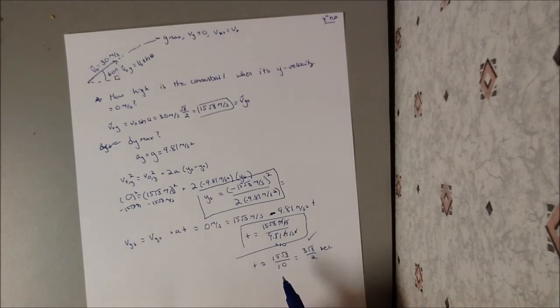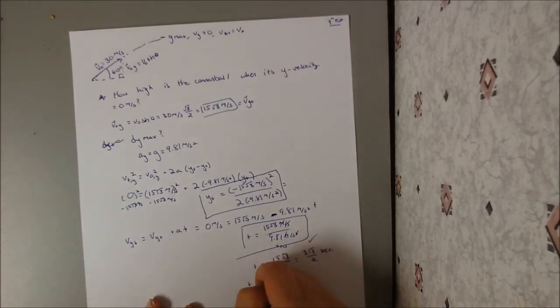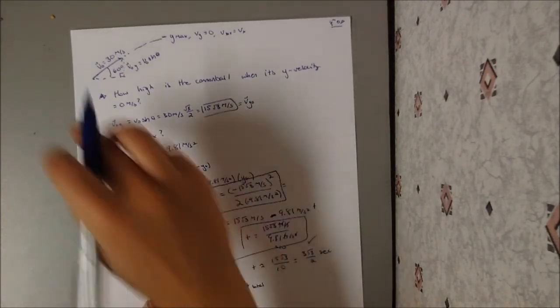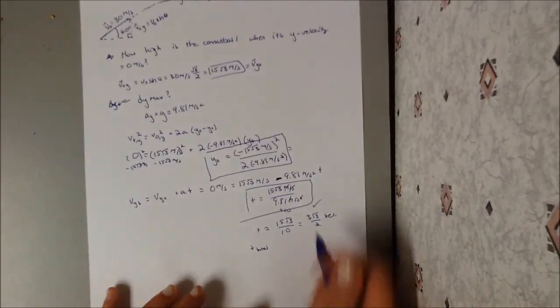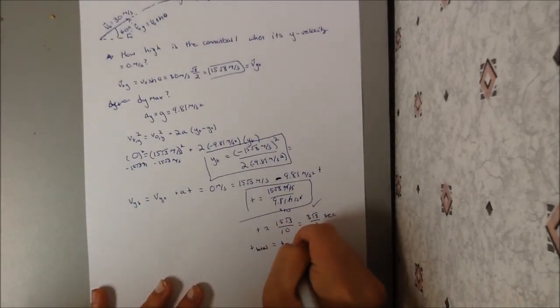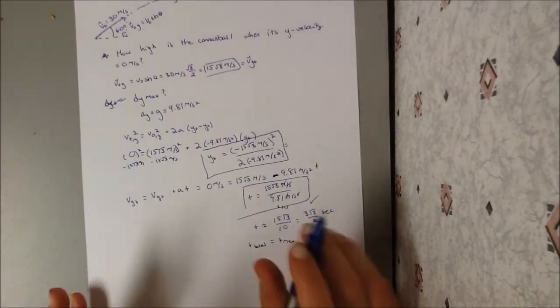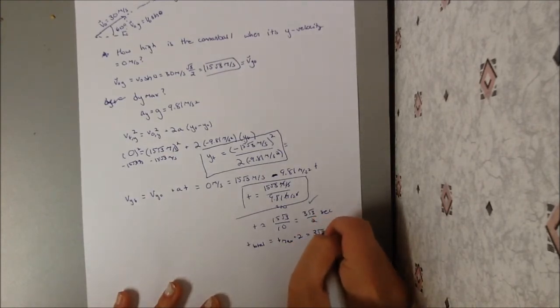And now if I want to know the amount of time for it to come back down again, all I do is double that. Because it takes this much time for it to get to the point where its y velocity is 0, which means the top of its peak, and it's going to take exactly the same amount of time to come back down again. So the total time is going to be time max, when it's at its max height, times 2, which is just going to be 3 radical 3 seconds.